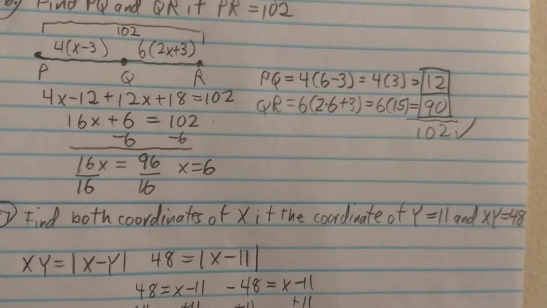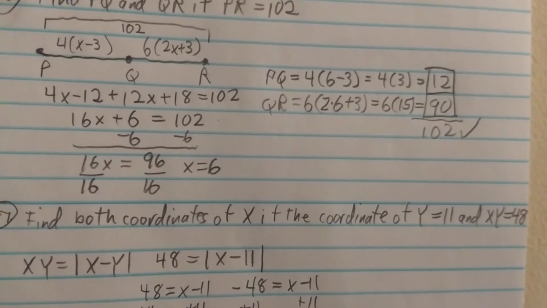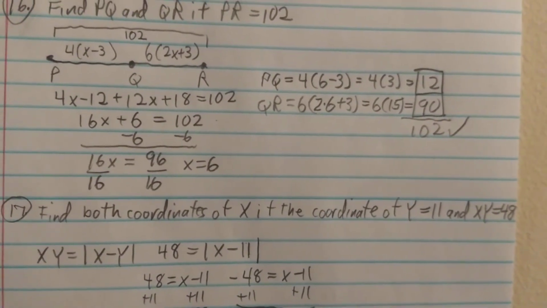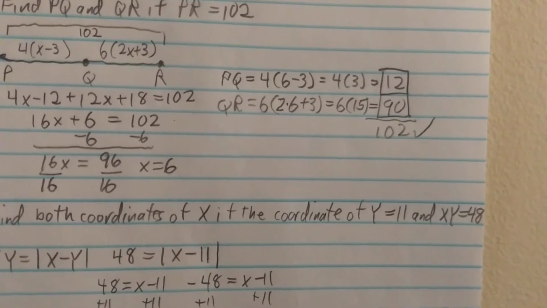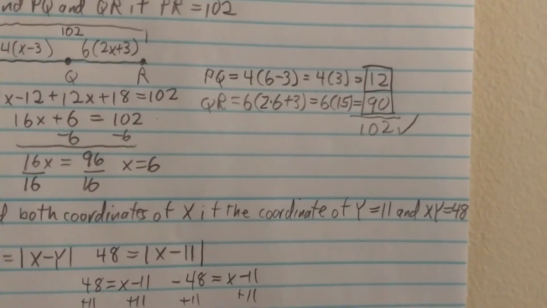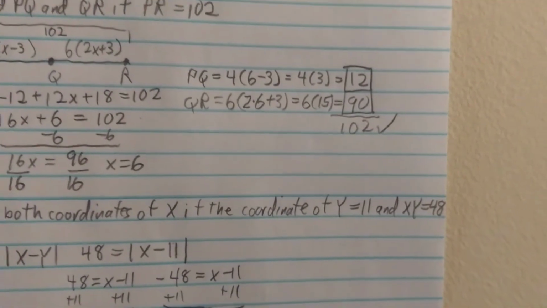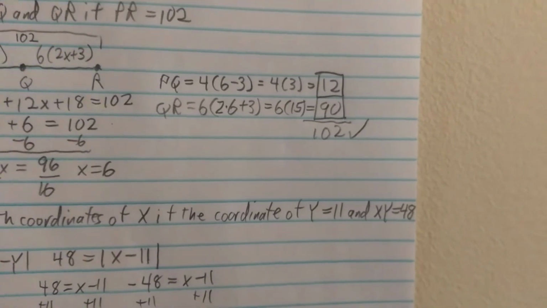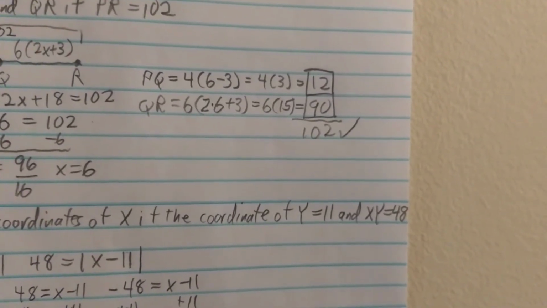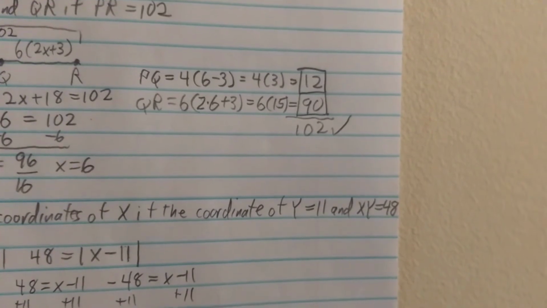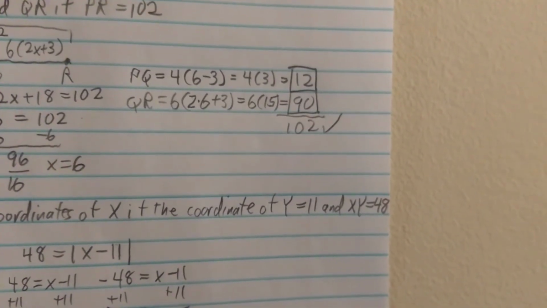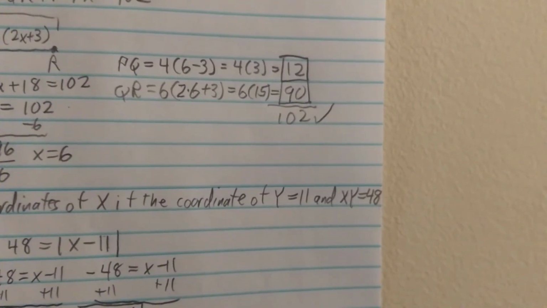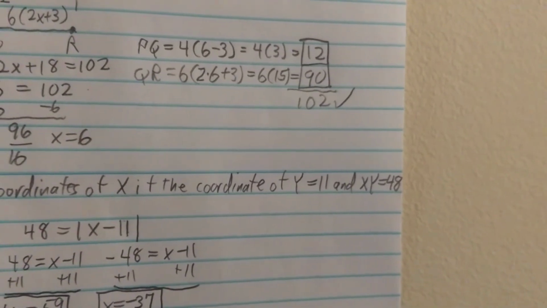Subtracting 6 from both sides, we get 16x equals 96. Dividing 16 into both sides gives us x equals 6. But we're not done because we have to plug back into PQ and QR to find the lengths of the segments. So plugging in 6 for x, we have PQ is 4(6 - 3), or 4 times 3 is 12. And QR is 6 times (2 times 6 + 3), or 6 times 15 is 90. And 12 plus 90 is 102, which is the original length.